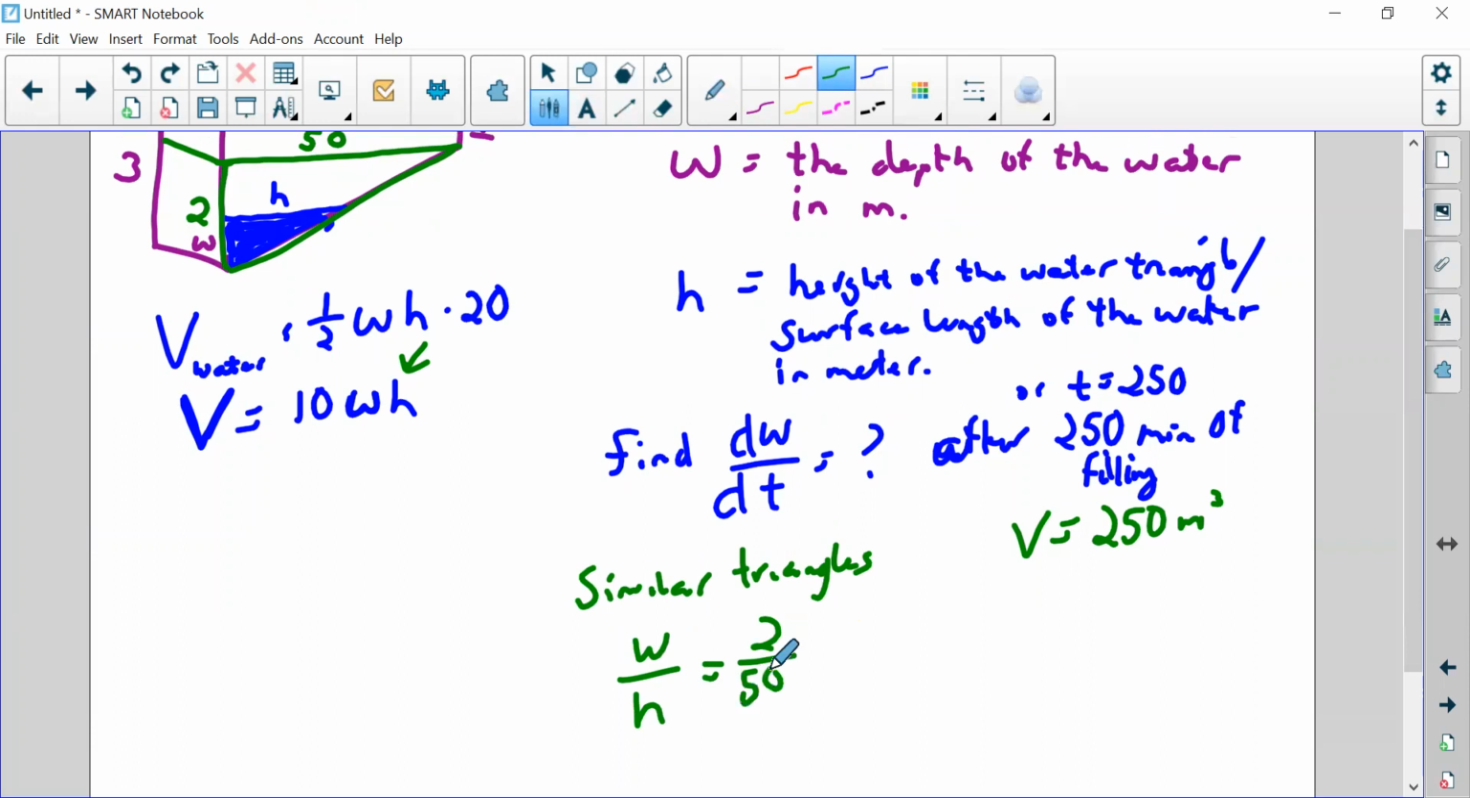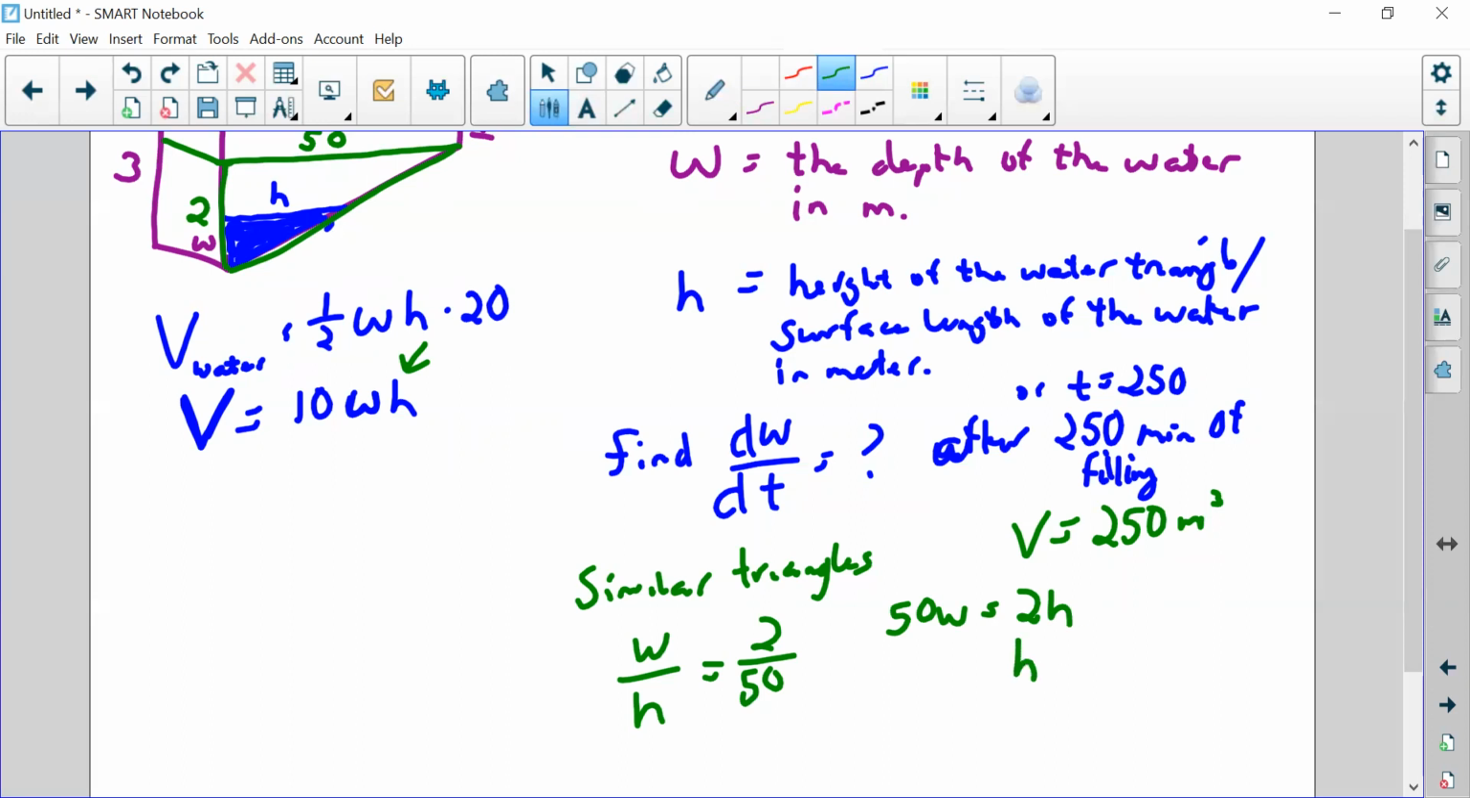W is to H as 2 is to 50. So we're using similar triangles. Again, they're both right angles, and they both share that one angle, so it's angle-angle similarity, so we can do that. Cross multiplying, you get 50W equals 2H. Now, I want to write H in terms of W, so that means I need to get H by itself.